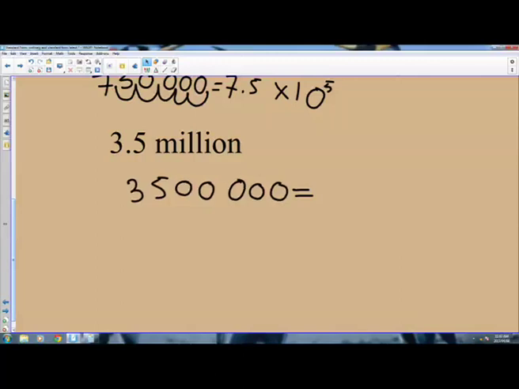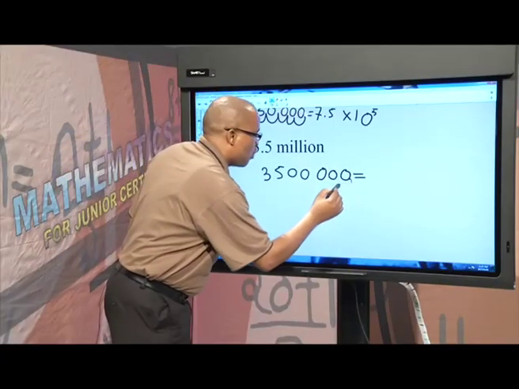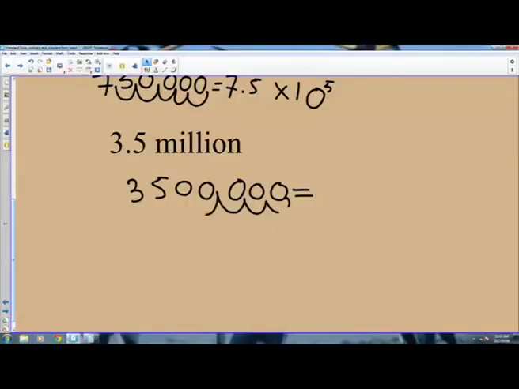So you move your point to the left so that you have a situation where there's only one digit before the point. So this will be 1, 2, 3, 4, 5, 6. So you moved 6 steps to the left. Then this will be 3.5 times 10. How many steps did we move? 6. So it's 3.5 times 10 to the power 6. That's how you write 3.5 million in standard form.